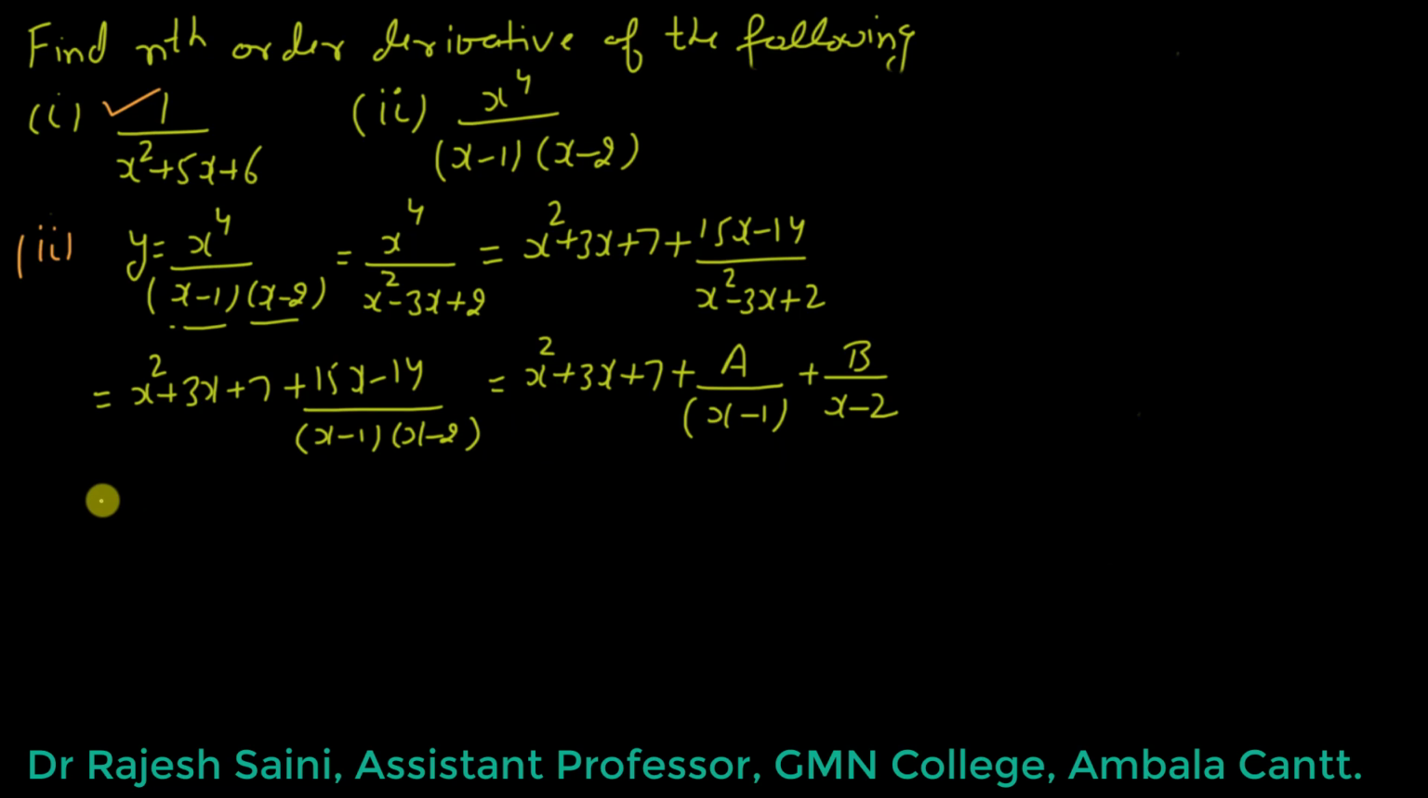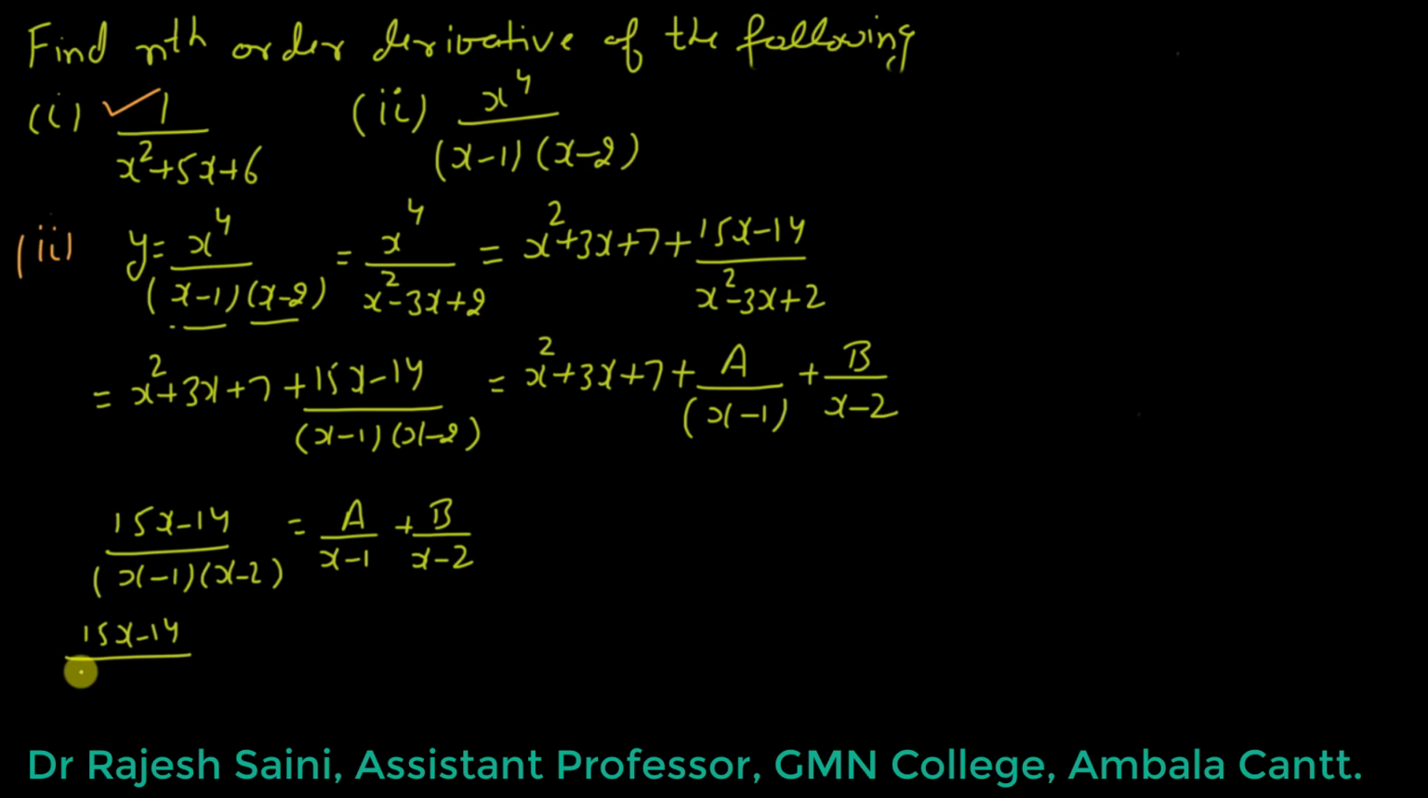So what will be a and b will be determining. So here I am writing (15x - 14)/((x - 1)(x - 2)) is equal to a/(x - 1) + b/(x - 2). Now this will be written as (15x - 14)/((x - 1)(x - 2)) is equal to a/(x - 1).